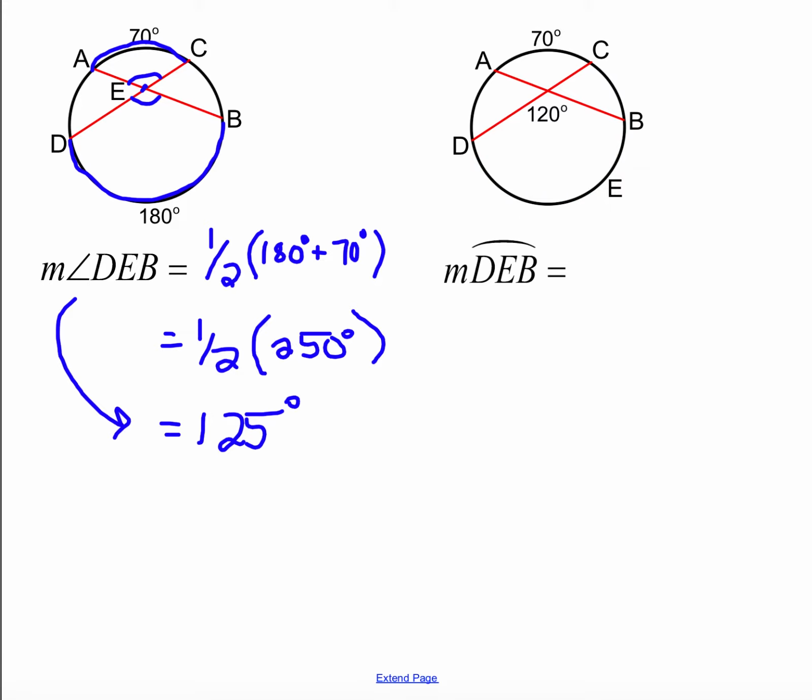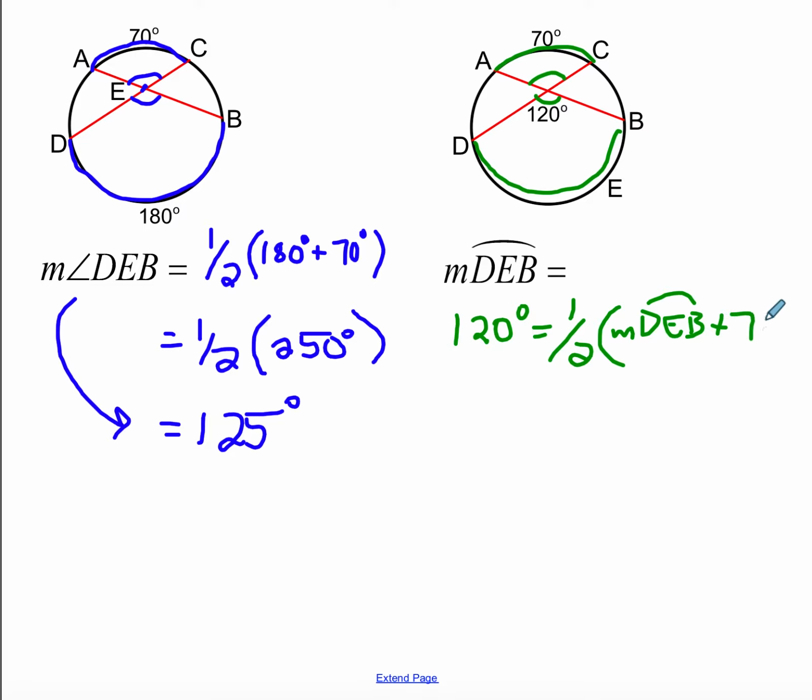Why? Because what we know is that the measure of this angle right here, which is 120, is going to be 1/2 times the sum of its intercepted arc, which is DEB, and the sum of this arc and its vertical angle's arc. 120, the vertical angle is here, and the measure of that vertical angle's arc is 70.